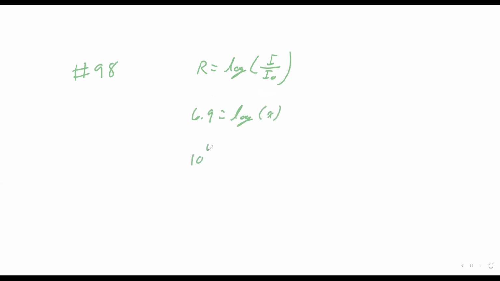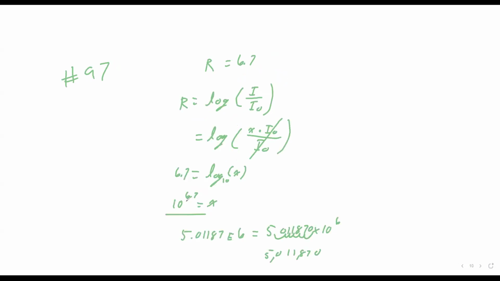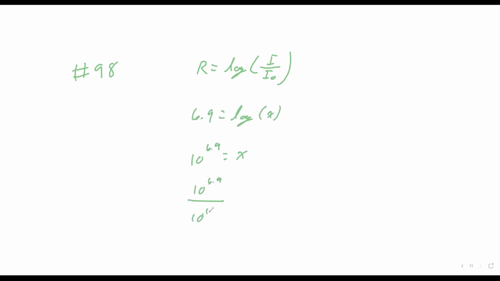So this becomes 10 to the 6.9 equals X. And if I take the previous work and I want to know how many times it is, I can take this answer that I just got, divide it by the answer that I got in the previous one, which was 10 to the 6.7. And then if you have like bases, you can actually subtract. So this is going to be 10 raised to the 0.2. So whatever that answer is will be it.